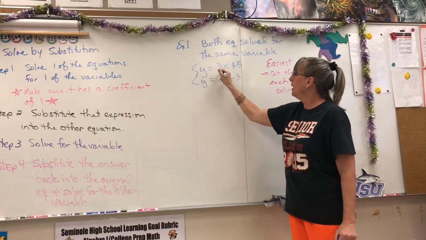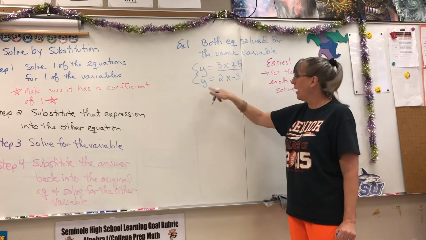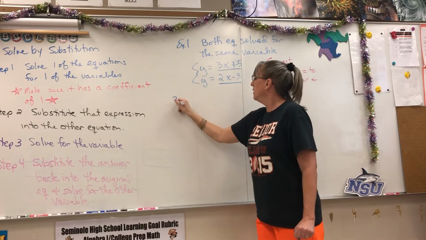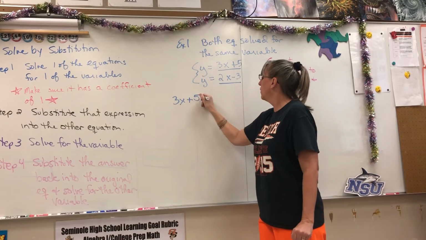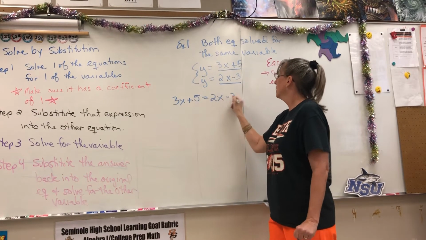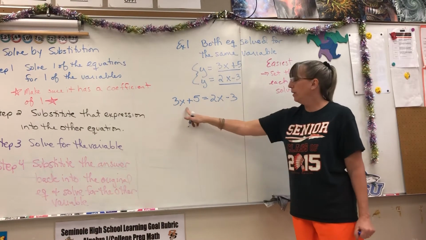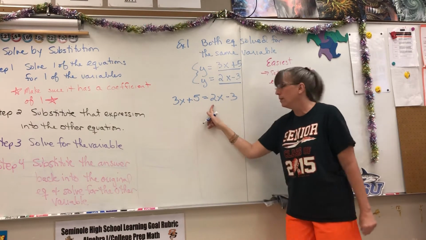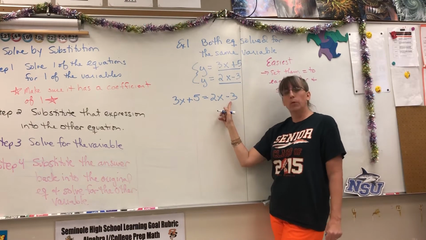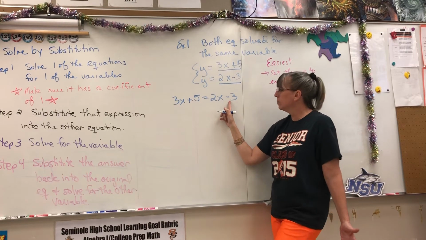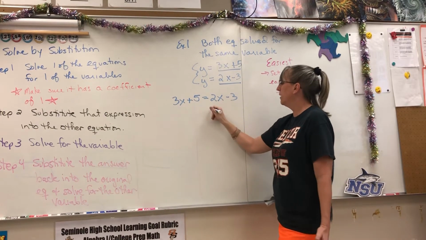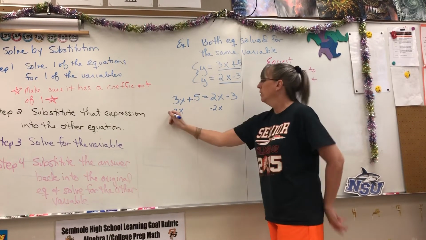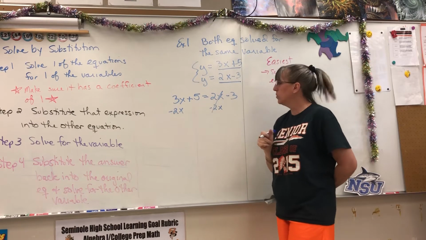So if y equals 3x plus 5 and y equals 2x minus 3, that basically means that 3x plus 5 equals 2x minus 3. And then from here, you're just solving a multi-step equation where you have variables on both sides and numbers on both sides. So let's solve for x, okay? I have 3x here, 2x here. I'm always going to go for my positive variable, so I'm going to subtract 2x off of both sides.